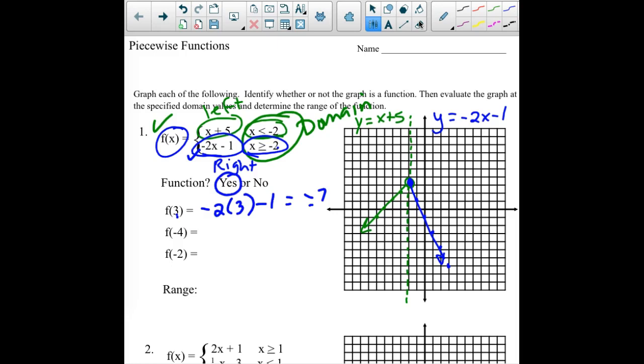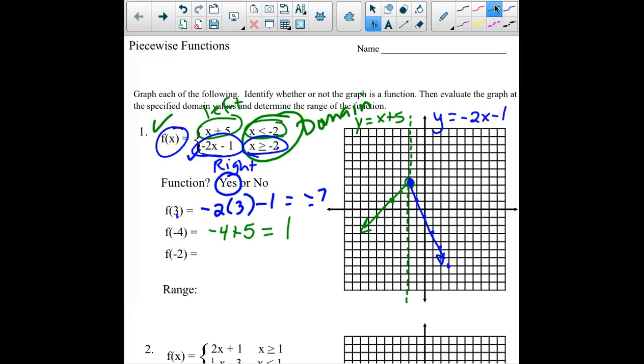Which function, the green or blue, do we use if x is -4? Now we need to use the green one. So we put our x in and add 5 to it, and we get a 1. So checking that point. At -4, are we up here at 1?